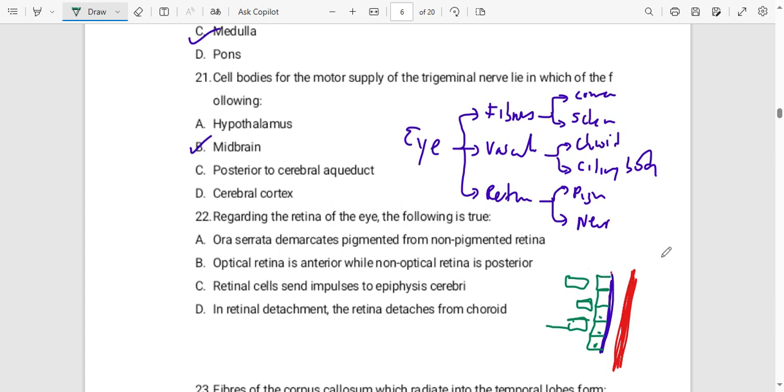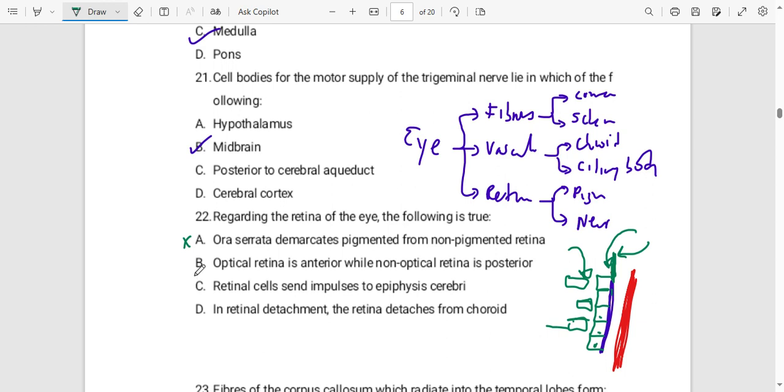The ora serrata is the difference between the retina and the ciliary body, specifically in front. Let's say this is the front, because the continuation of the choroid is the ciliary body. It is this point where you can differentiate them. That's the ora serrata, not the point separating the pigmented retina from the neuroretina. So that's why A is not correct.